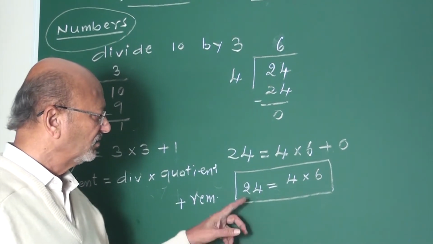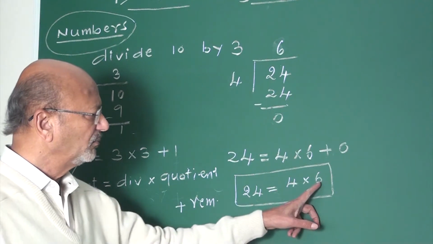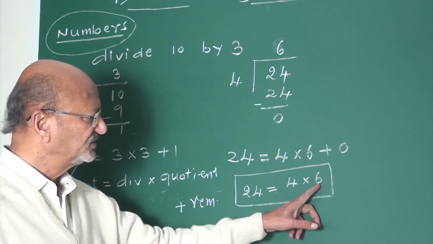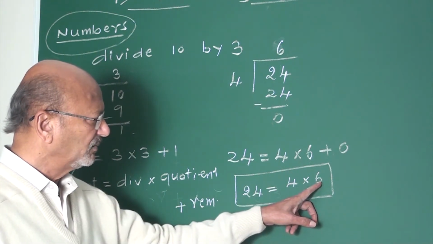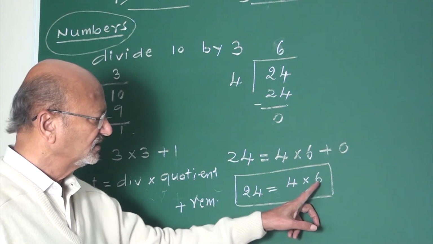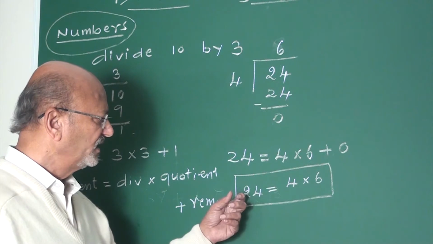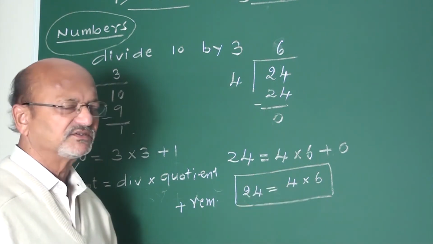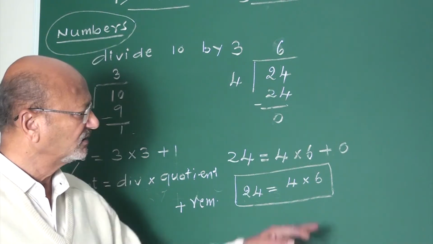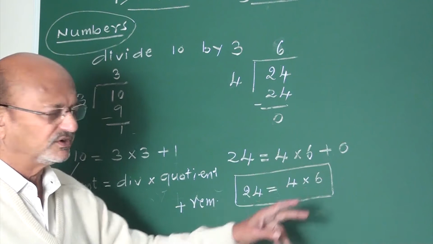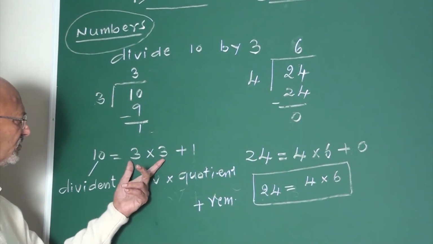Another way, the same thing we can tell: the dividend is a multiple of the divisor. 24 is a multiple of 4. The divisor is a factor of the dividend, or the dividend is a multiple of the divisor. Both are the same. This happens only when the remainder is 0. Otherwise, if the remainder is not 0, we never say this.